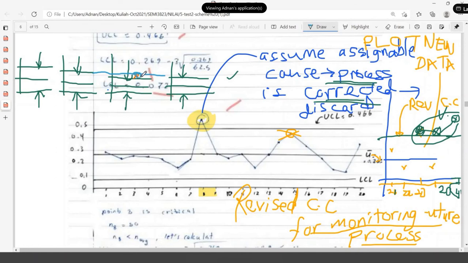So we need to look at this point, what caused it to be outside. After we identify the cause here, the root cause can be maybe broken tools or some component in the machine has loosened, for example. Or wrong material, non-uniform material. So if we identify it, we remove it. We have to revise this chart again. After we revise this chart, we get a better one.